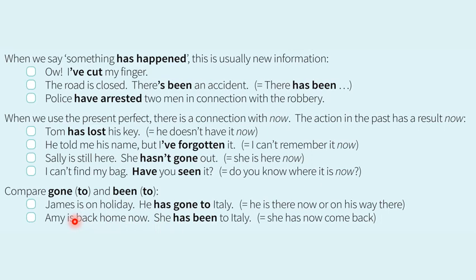The other example is about has been or have been. Amy is back home now. She has been to Italy. That means she went to Italy, stayed there for some time, and came back home. So she has been to Italy.